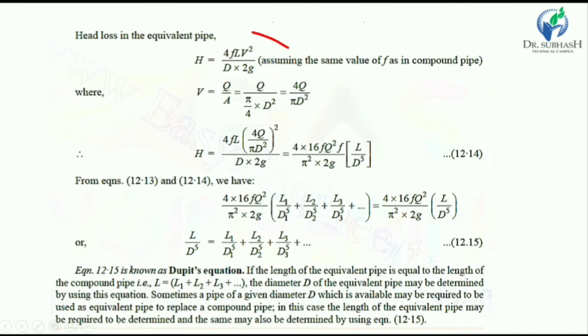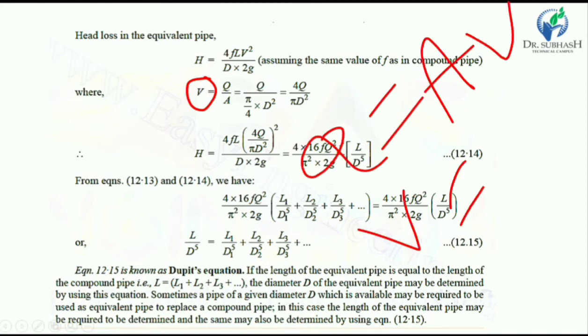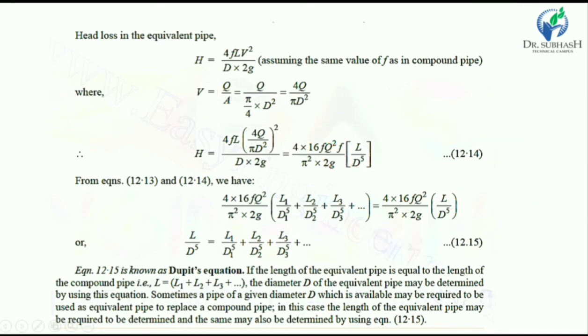So only the friction losses are considered for the equivalent pipe, as defined by the Darcy formula, 4fLV² upon 2gD. Now according to the continuity equation we find the value of V. So V is equal to Q upon A, because Q is equal to AV. Now put the value of area, π/4 d², because the cross-section area is circular. So finally V is equal to 4Q upon πd².